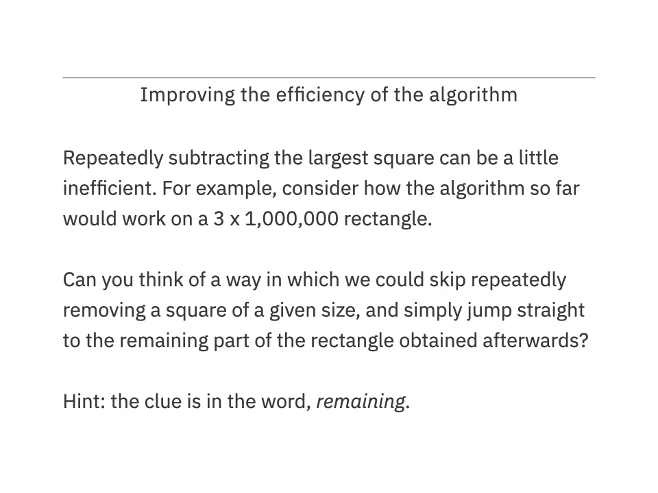It turns out, however, that we don't need to repeatedly remove a square of a given side from the rectangle, but can instead jump directly to the rectangle that would remain after we have repeatedly done so. Can you see how? A hint lies in the word remaining. See if you can update the algorithm to improve its efficiency.